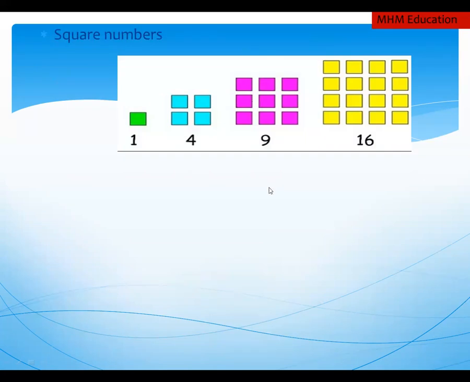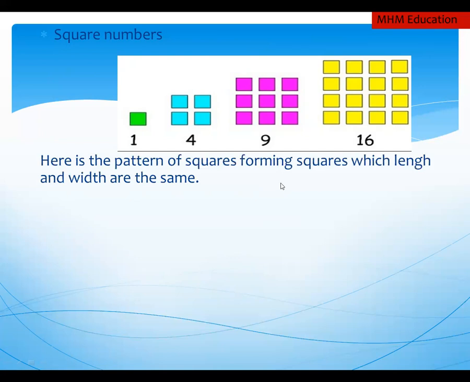Square numbers. Next one is the square numbers. What are square numbers? When you square the natural numbers, that means first is 1, 1 squared is 1. The second is 2, 2 squared is 4. Third one is 3, 3 squared is 9. Fourth one is 4, the square of 4 is 16. Like that, here is the pattern of squares, forming squares whose length and width are the same.